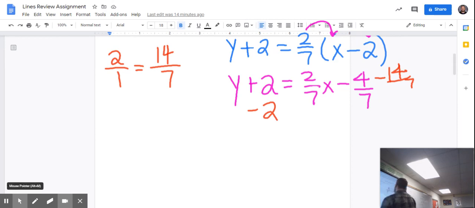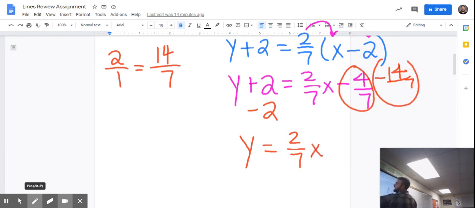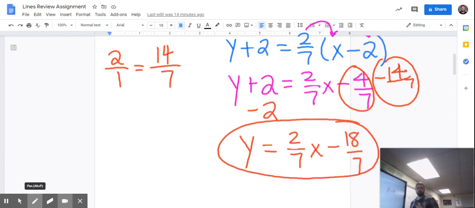Okay? And so now I can just rewrite my equation as y equals 2/7 x, and then negative 4/7 and negative 14/7 would be negative 18/7. And you're probably wondering, well, this one's the only one that has a fraction for an intercept, but that's okay. We can have fractions, we can have decimals as intercepts. It's no big deal, right? Just like we can have fractions for slopes.